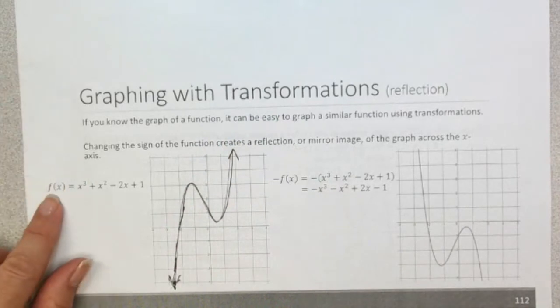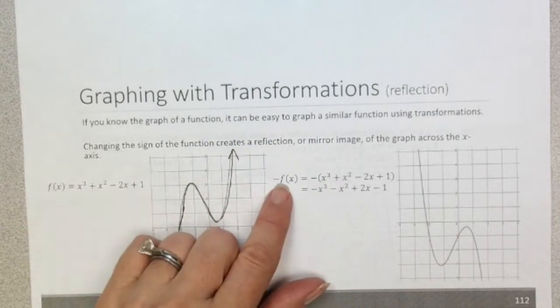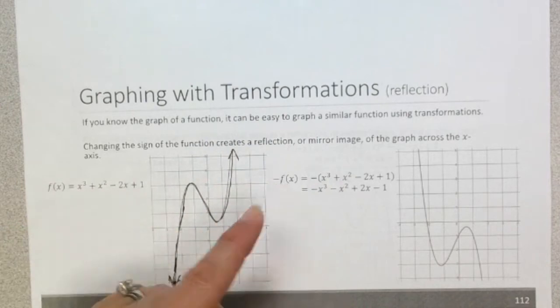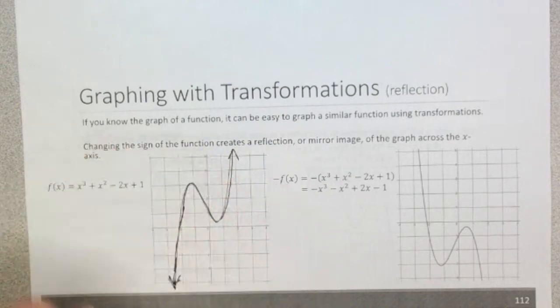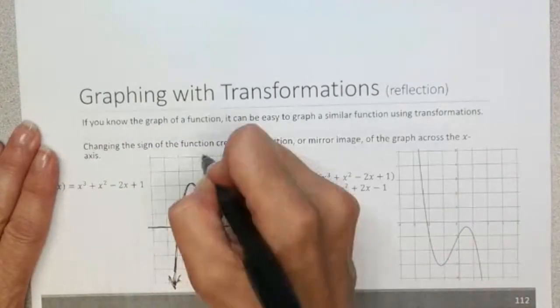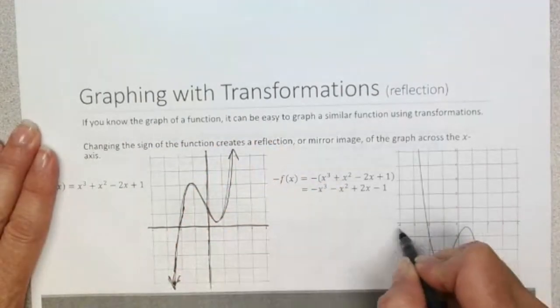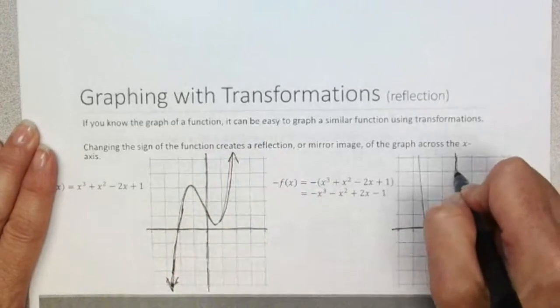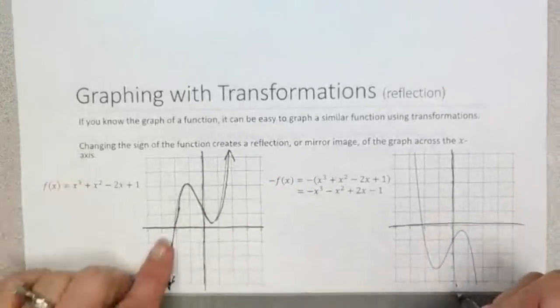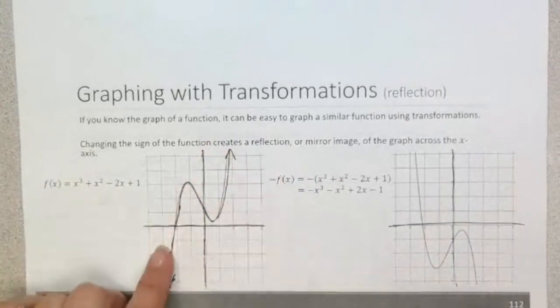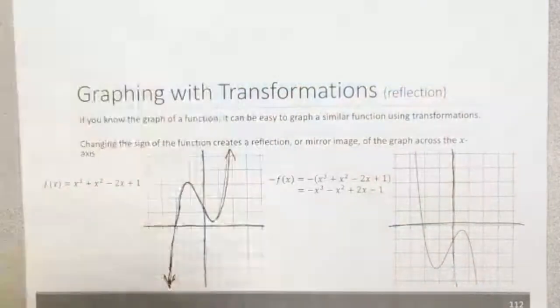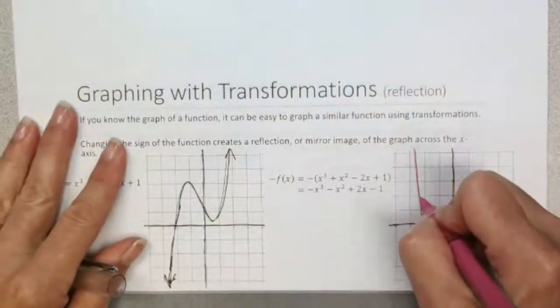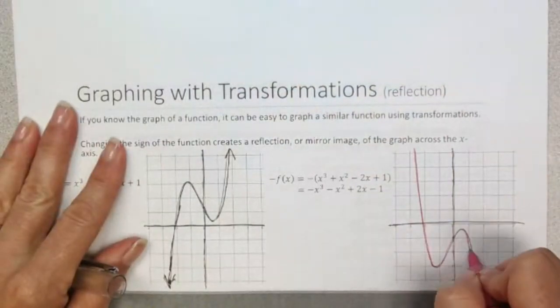If I were to make that entire function negative, right? So if I made f of x be negative f of x, what I'd be doing is reflecting that entire graph over the x-axis. Here's our x-axis. Here's our y-axis. So I'm going to reflect that whole graph. I'm making the whole thing negative across the x-axis. So it's going to be this pink guy here.